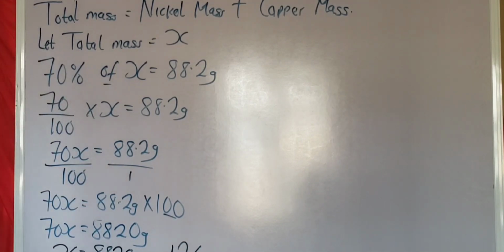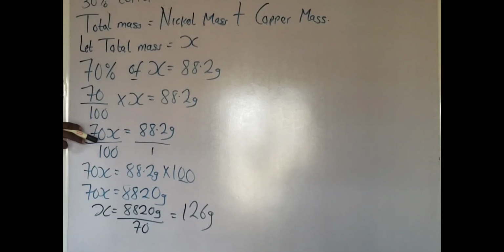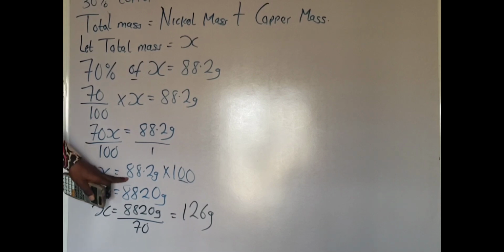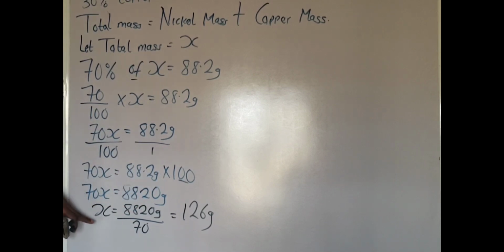If you didn't understand, pay attention as I explain again. 70x over 100 is equal to 88.2 grams over 1. If you cross multiply, this 100 will multiply 88.2, and this 1 will multiply 70x, so I have 70x here. By the time you multiply, you get 8,820. Divide both sides by 70 and you get 126 grams.